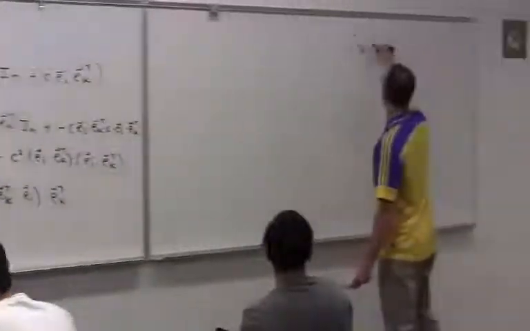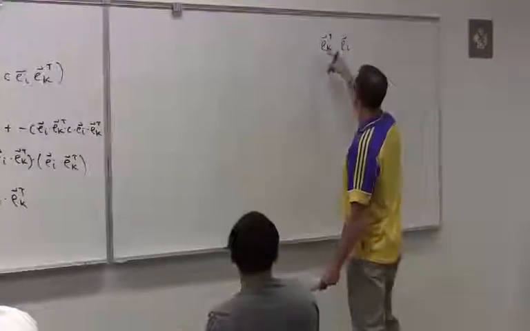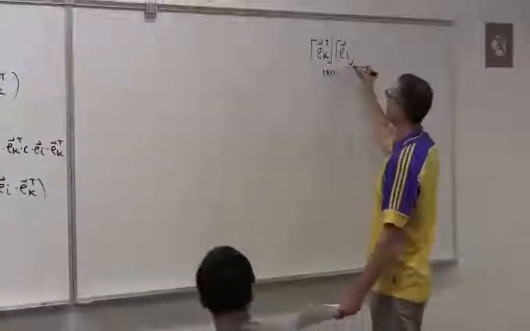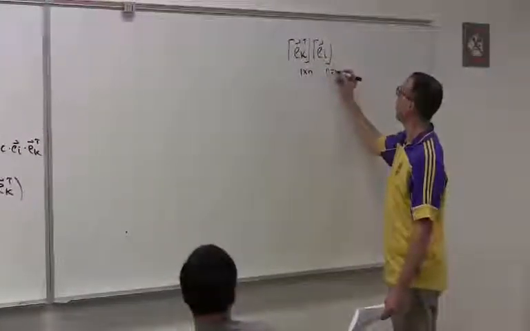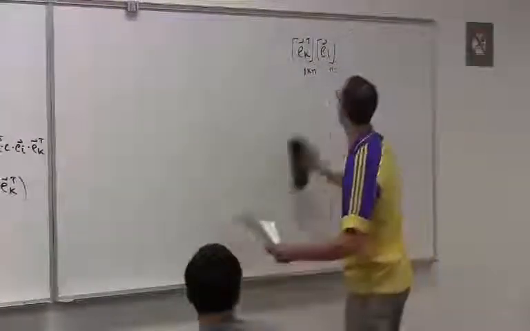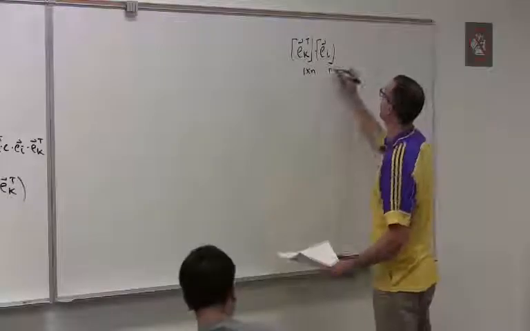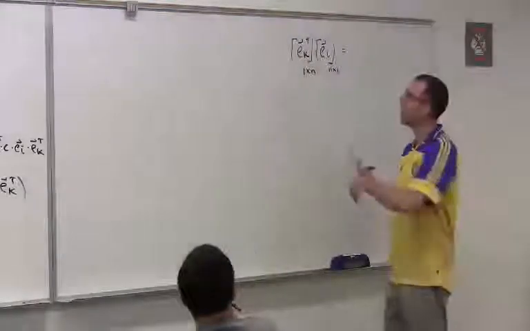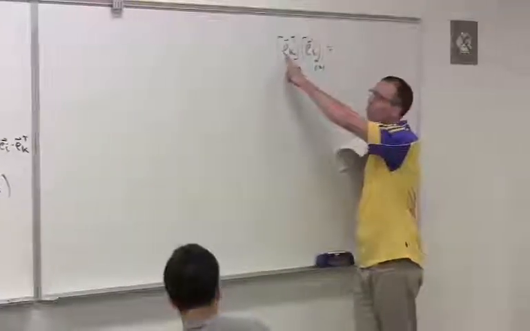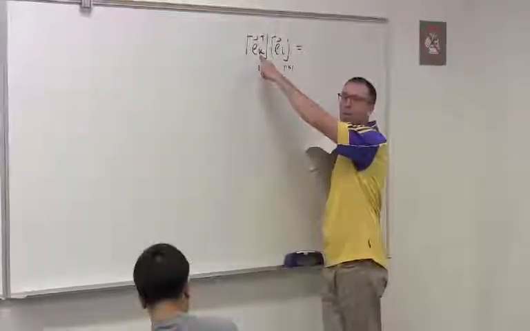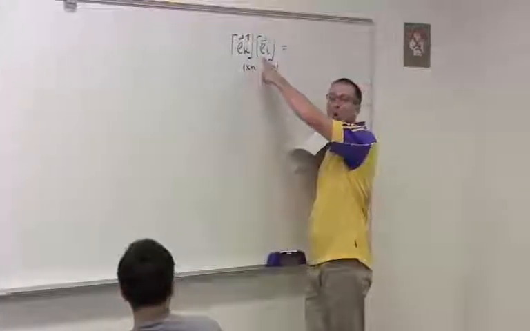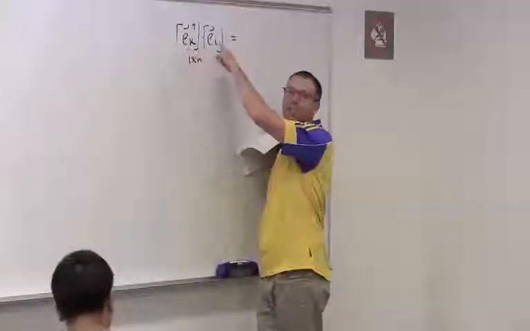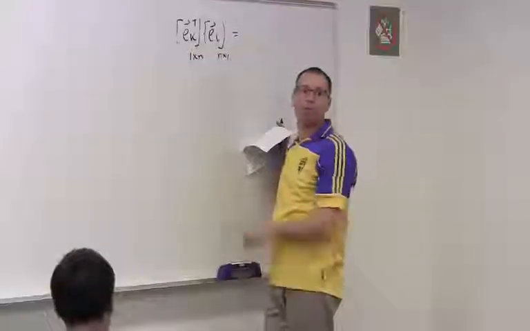EK transpose times EI. How big is EK transpose? 1 by n. How big is EI? N by 1. What do you know about k and I? What do you for sure know about those two integers? They are not equal. So now I have a vector that has all zeros over here except in the kth column, and I have a vector that has all zeros over here except in the ith row, and the kth column is not in the position that's the same as the ith row. What happens when I multiply those?